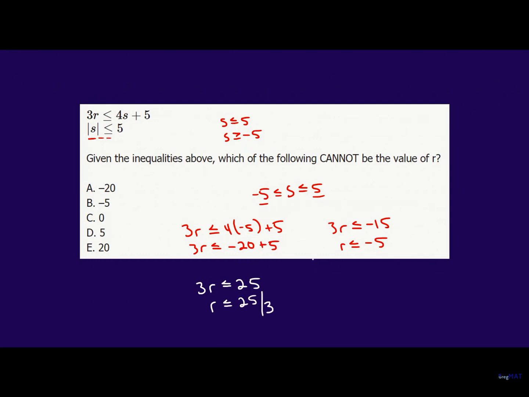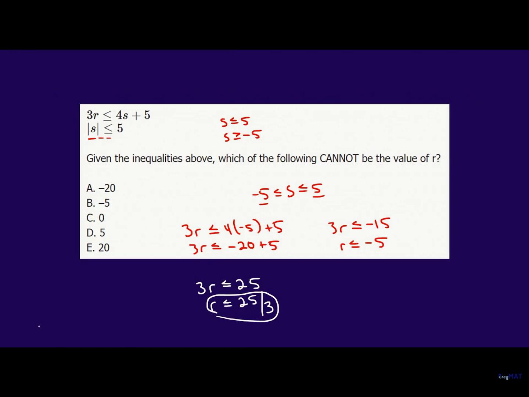Now, one thing you'll notice is that this value right here covers this value. They overlap. So what do I care about? Do I care about this one or this one? Which one do I care about? I just care about this one. They overlap. The R less than or equal to negative 5 is included in this one right here.